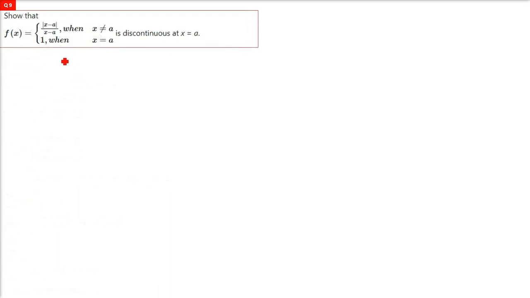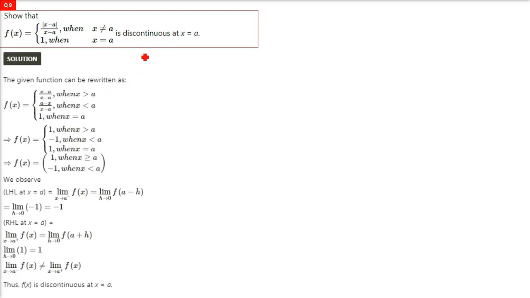This question we are going to see in the next discussion, or let us see this one also. So this is what we have done already. f(x) at x equals a, so f(a) is 1, it is already given. Now the left hand limit and right hand limit should come equal to 1 for continuity, otherwise it will be discontinuous. So we will use the left hand limit and right hand limit.